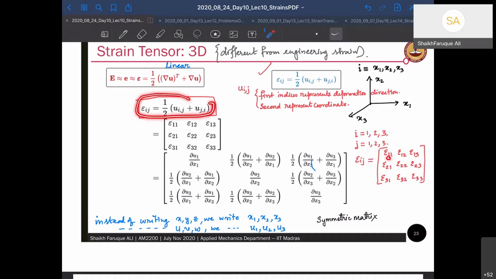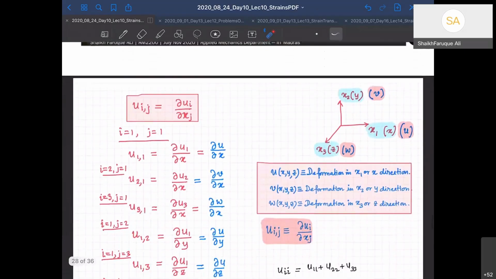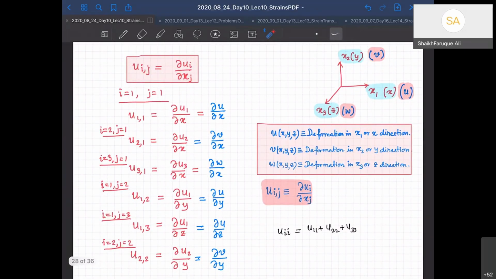So epsilon 11, if I write it, is going to be half of u1 comma 1 plus u1 comma 1 again. So half of u1 comma 1 plus u1 comma 1 comes out to be u1 comma 1. What is u1 comma 1? I said comma means derivative. So it is u1 derivative by x1. So u1 is u and x1 is x. So it is du by dx. So you see, the first strain variable is du by dx. That has all been done here for you.